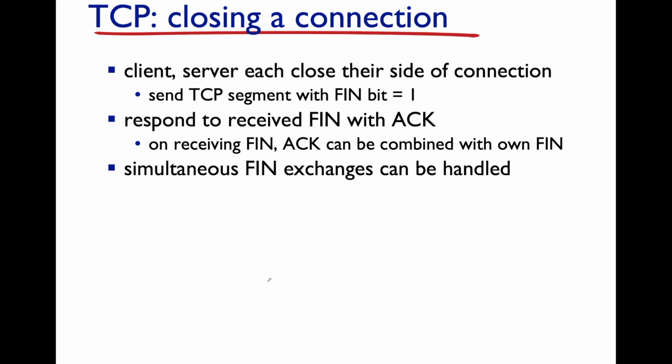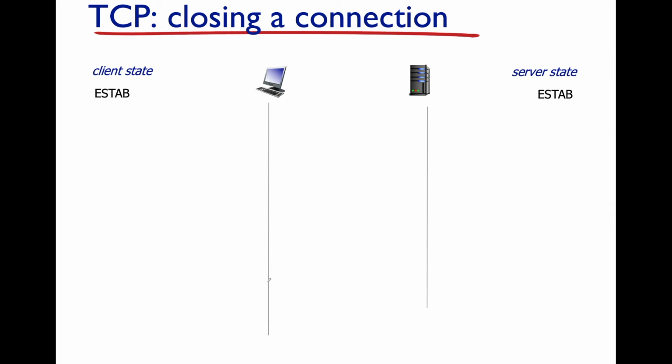All right. So when you close a connection, the client and server each close their side of the connection. And this triggers the sending of a so-called FIN packet, a TCP segment where the FIN bit is set, FIN as in finish. You're closing or tearing down the connection. Go ahead and start the process of reclaiming all those resources that were allocated to engage in reliable data transport. Now, you respond to receiving a FIN with an ACK. And on receiving a FIN, the ACK can be combined with its own FIN message. You have to acknowledge to the other side that, yeah, you got this FIN message, and you're going to tear down your resources, reclaim them. Simultaneous FIN exchanges can be accommodated in the teardown of a connection.